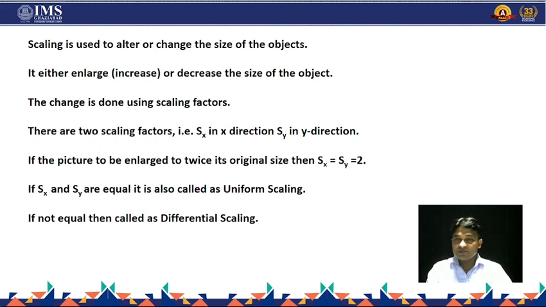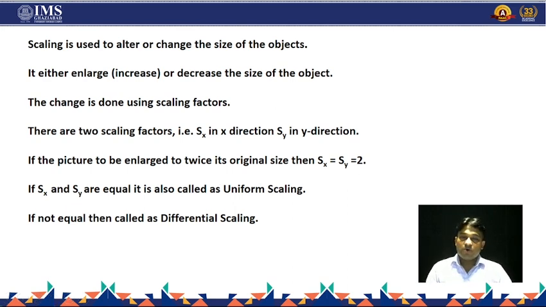If the picture is to be enlarged to twice its size, for example, then the values of Sx and Sy will be 2, because we are giving twice. We are giving the value of Sx and Sy as 2, so the size becomes double, or we are doubling that image. It is not always true that the scaling factor remains the same, as in this scenario Sx and Sy have the same value, that is 2.